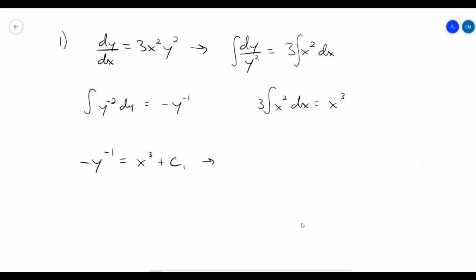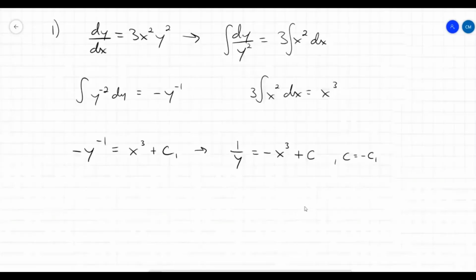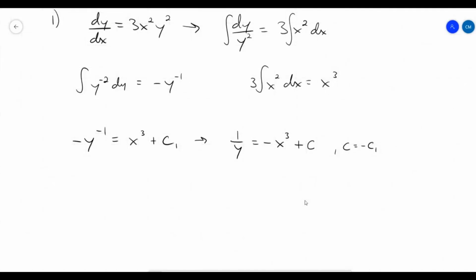So I'm going to rewrite this as 1 over y, and I'm going to multiply both sides by negative 1. So I'll get negative x to the third, and I'm going to go ahead and call this a new constant, plus c, where c is equal to negative c1. Remember, with constants, we can always do this. If we want to always stick with having just a regular c there, if it's just another constant, we can always change it.